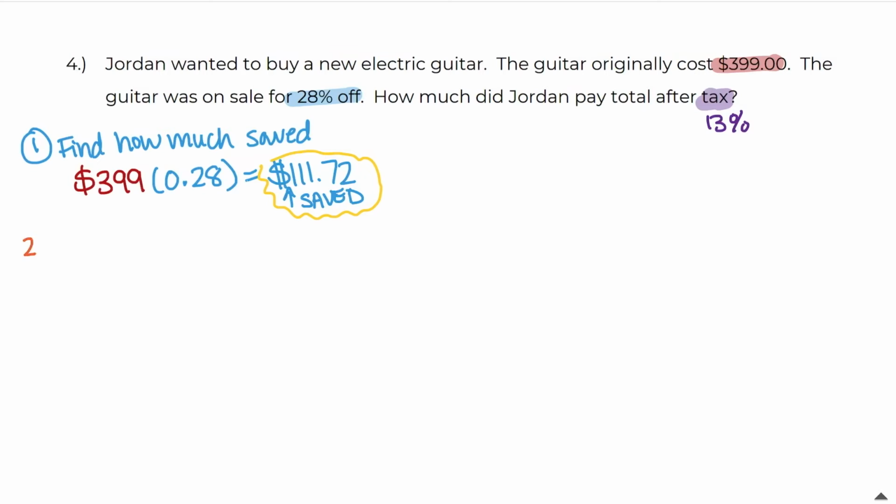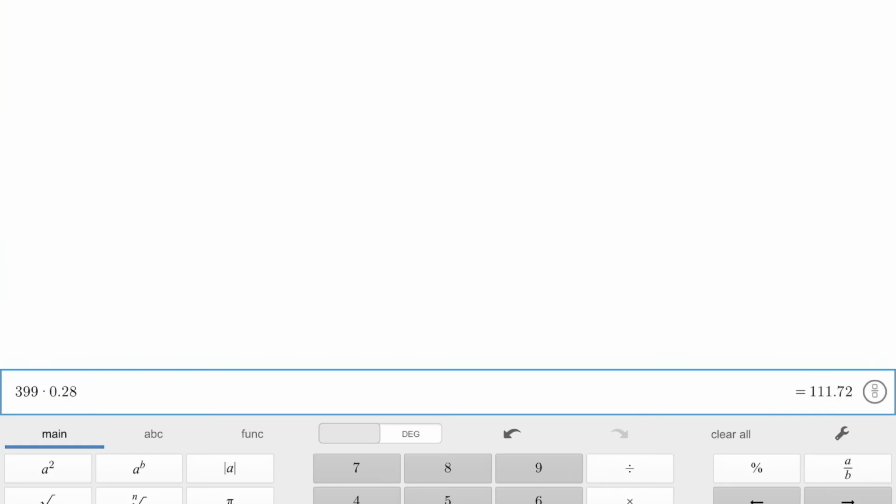Then I can find the discount price. How do I do that? I take the original price, which is $399, and I subtract the amount of money that was saved, which is this $111.72. So let's go ahead and do that. 399 minus 111.72, and I end up getting $287.28.